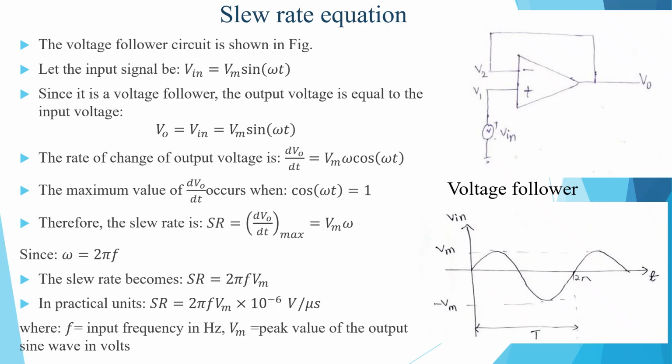Since angular frequency is related to frequency by omega equal to 2 pi f, the final expression of slew rate becomes slew rate equal to 2 pi f Vm. This equation shows slew rate increases with frequency. Slew rate also increases with signal amplitude. If the required slew rate exceeds the op-amp's rated slew rate, distortion called slew rate distortion occurs in the output waveform.